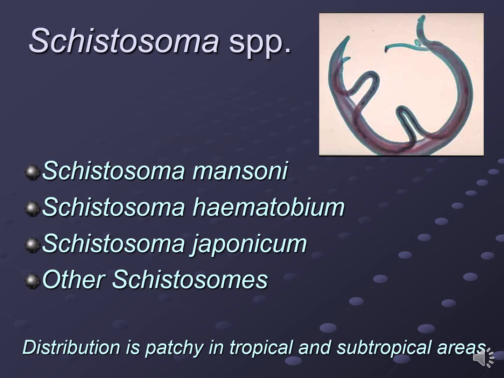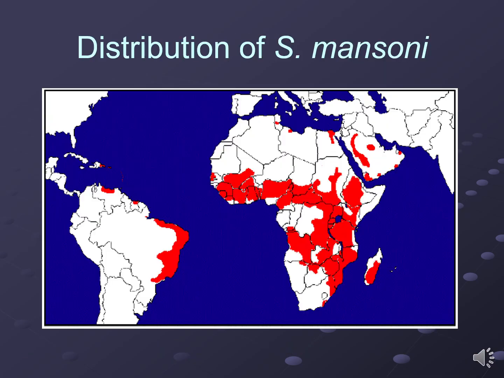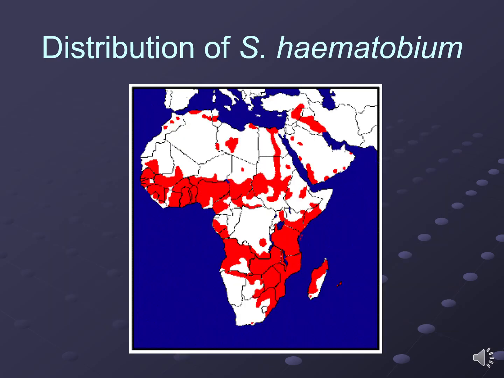Now, schistosomes. We have some species of schistosomes. We have the important Schistosoma mansoni, then Schistosoma hematobium, and other schistosomes like Schistosoma japonicum, less frequent of course. This is the distribution for Schistosoma mansoni in tropical and subtropical areas, and this is Schistosoma hematobium. Hematobium is actually for the urinary tract, and we shall talk more about this.